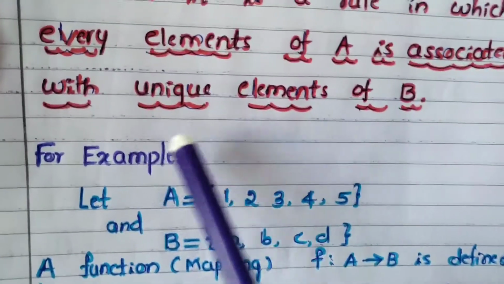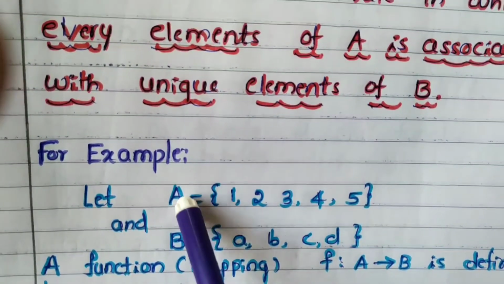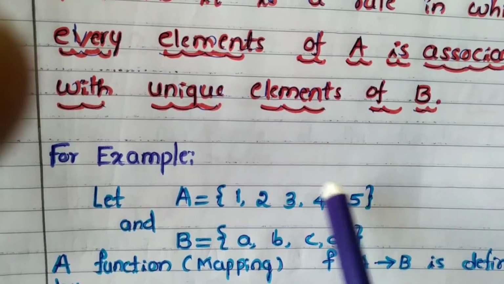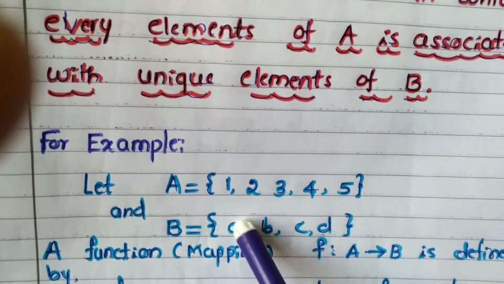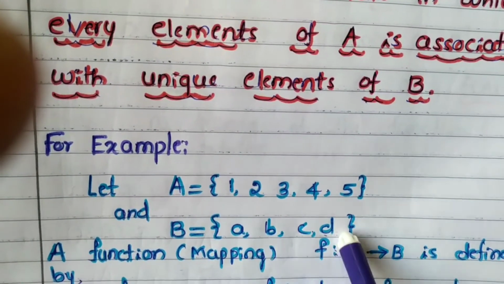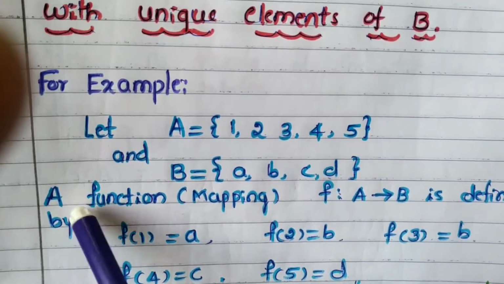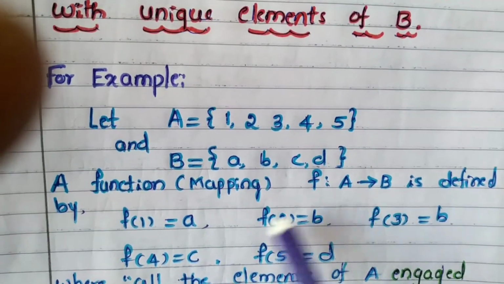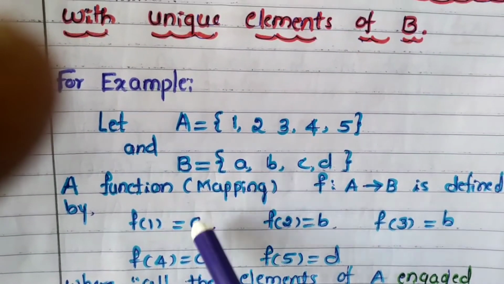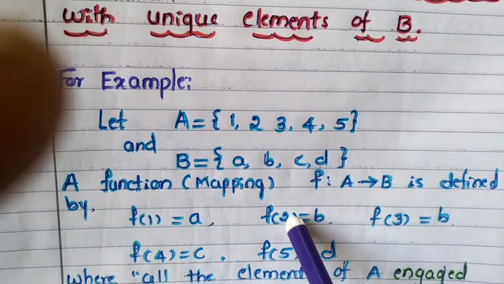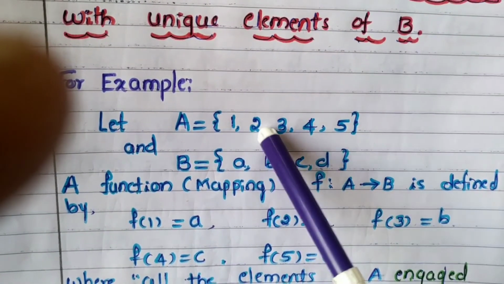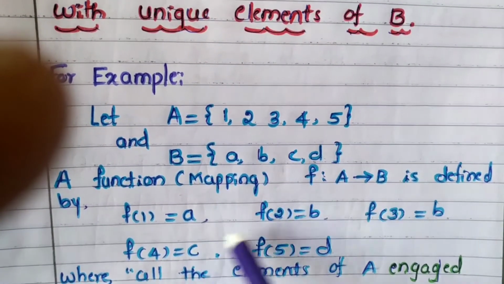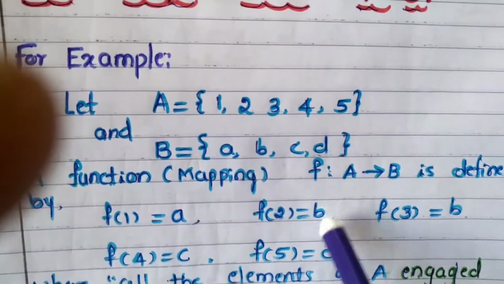Now let us take one example. Let A be a non-empty set containing some elements, written as 1, 2, 3, 4, 5, and B is a set containing the elements a, b, c, d. Now to define a function or mapping, a function f from A to B is defined by f(1) = a, f(2) = b, and similarly f(3) I have also taken as b, then f(4) = c, and f(5) = d. I will define it in this way.